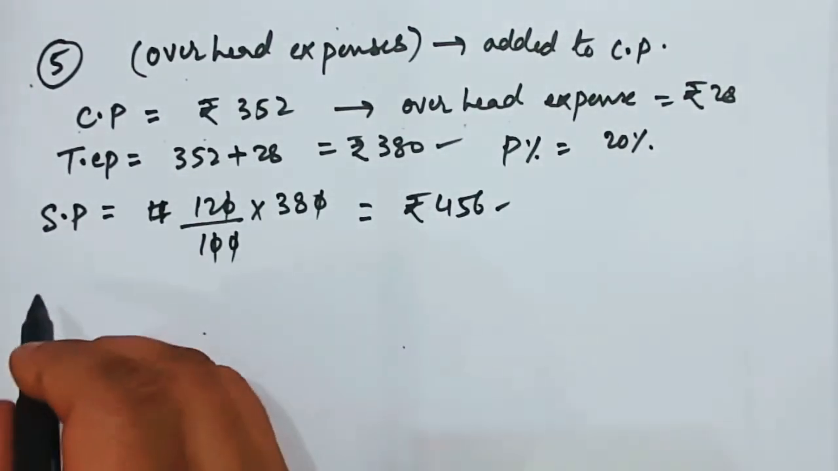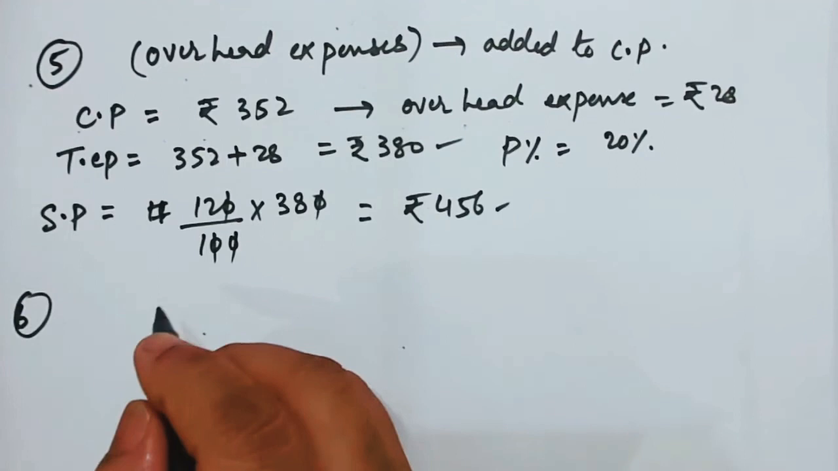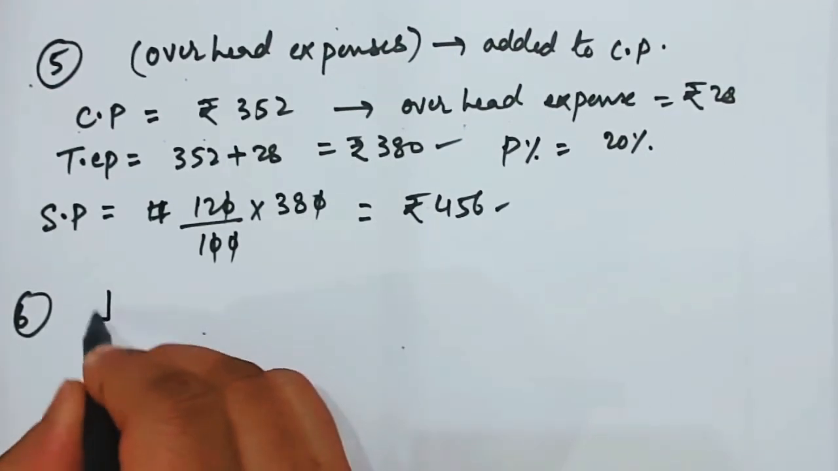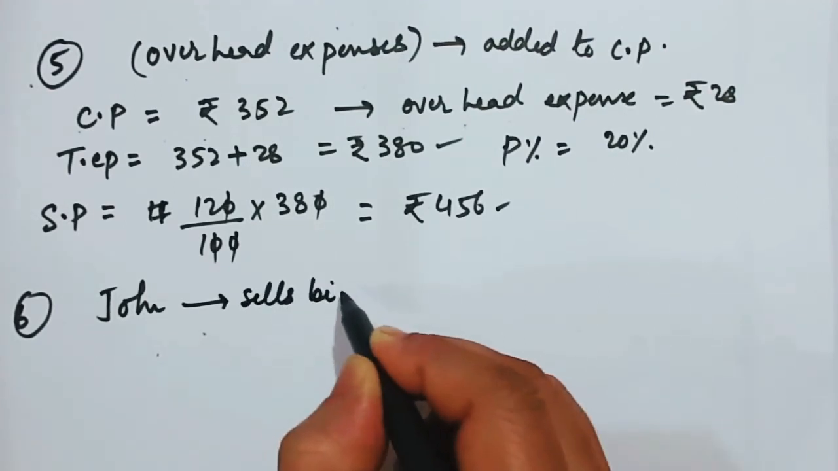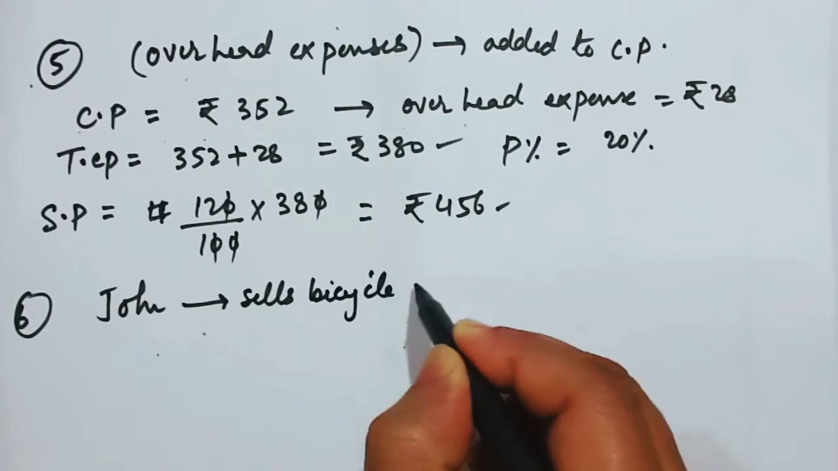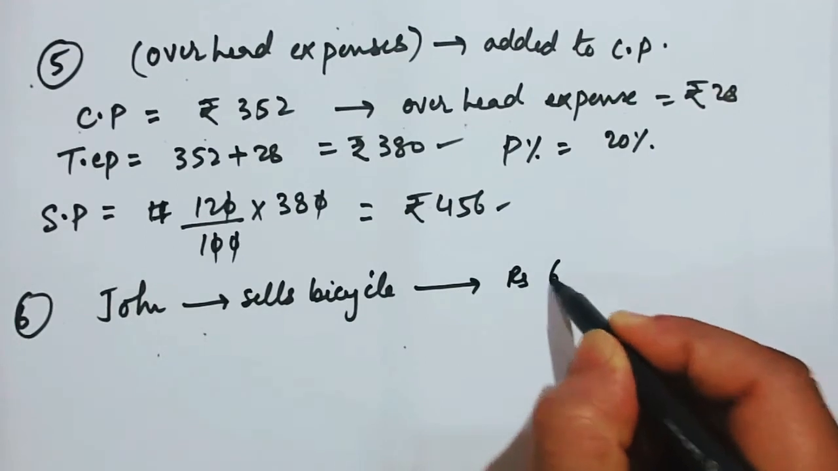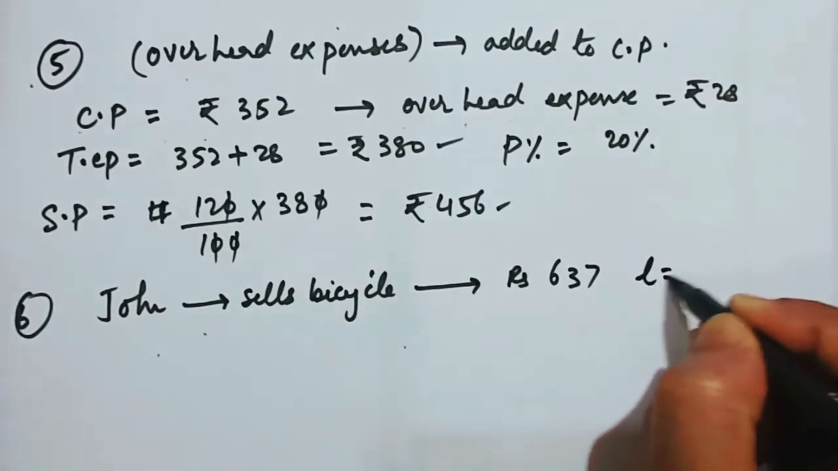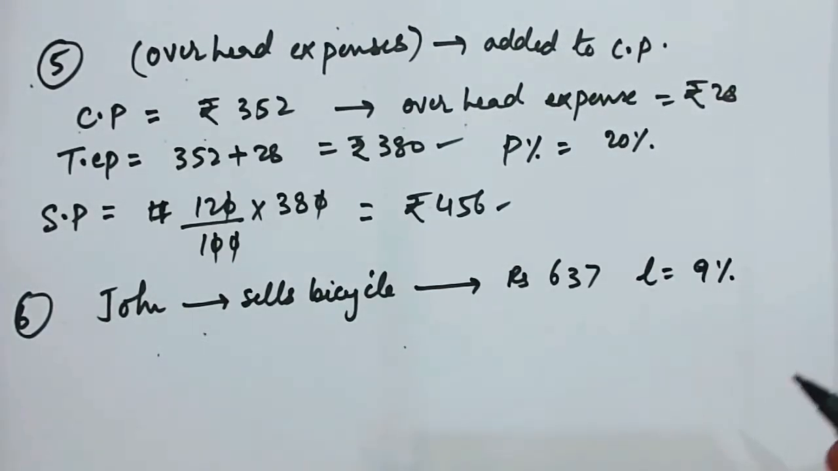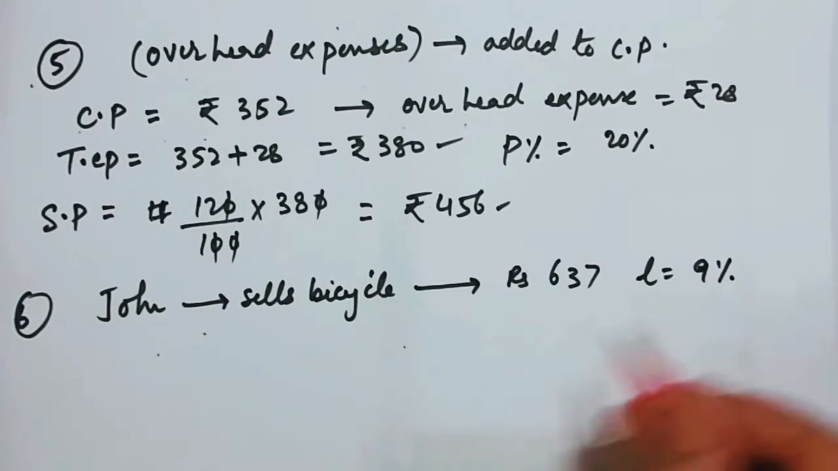Simple. Similarly, we have number 6. John sells his bicycle for rupees 637, at a loss of 9%. Maybe it is an old cycle, so naturally he will sell it at a loss only. Loss of 9%. So what will be the cost price?